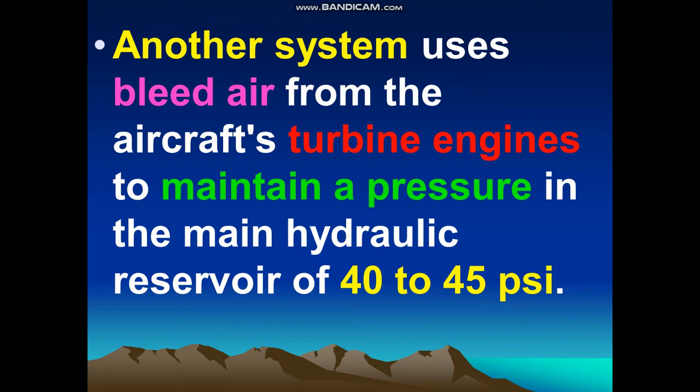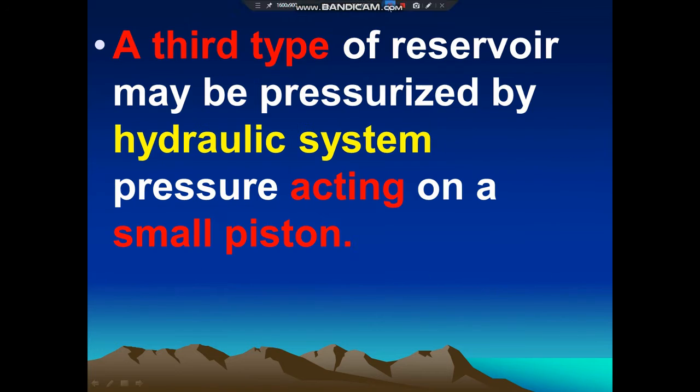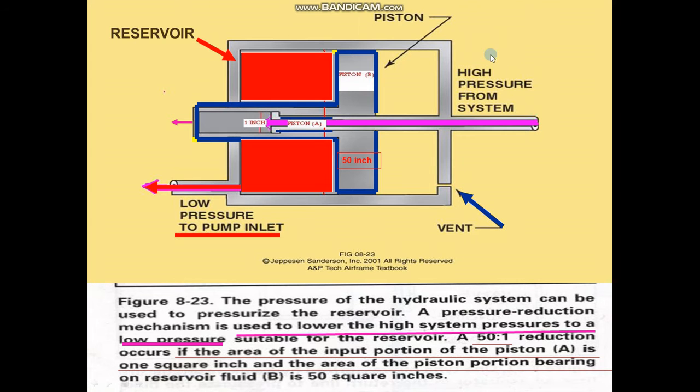Another system uses bleed air from the aircraft's turbine engines to maintain a pressure in the main hydraulic reservoir of 40 to 45 psi. A third type of reservoir may be pressurized by hydraulic system pressure acting on a small piston. As we see here, this is the piston and cylinder.